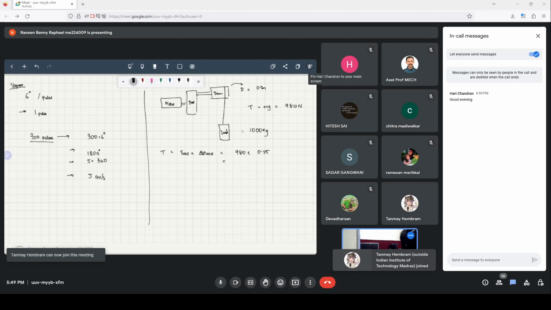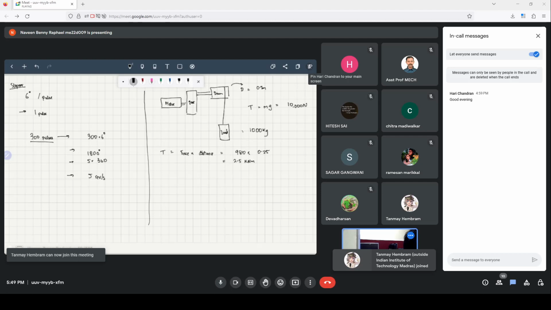Tell you what, for simplicity, let's say g is equal to 10. So this is just 10,000 Newton. So this will become 2.5 kilonewton meter. I hope these steps make sense.